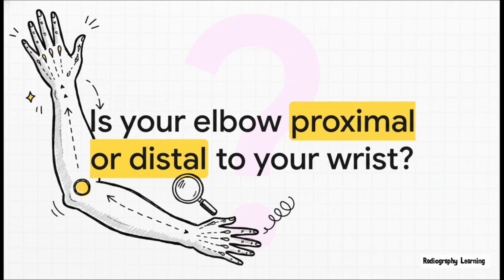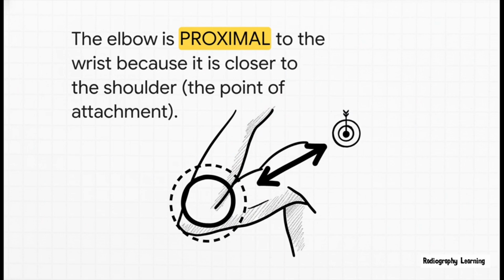Time for a pop quiz. Based on what we just covered, take a look at your arm. Is your elbow proximal or distal to your wrist? Think about which one is closer to your shoulder. And the answer is proximal. Your elbow is proximal to your wrist because it's closer to your shoulder, which is the attachment point for your whole arm. That means your wrist is distal to your elbow.